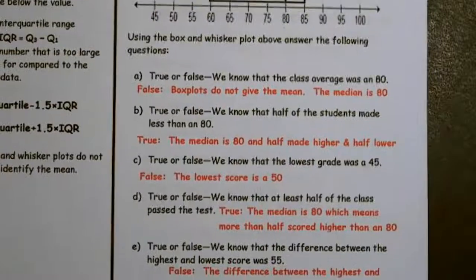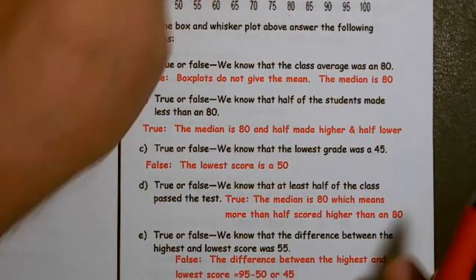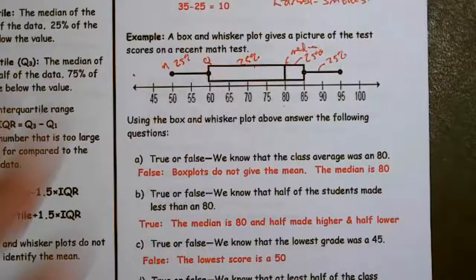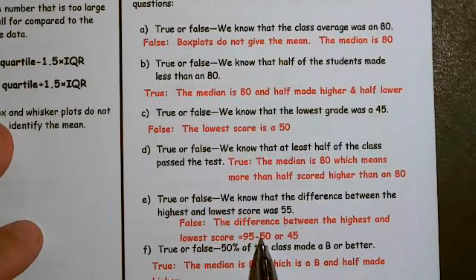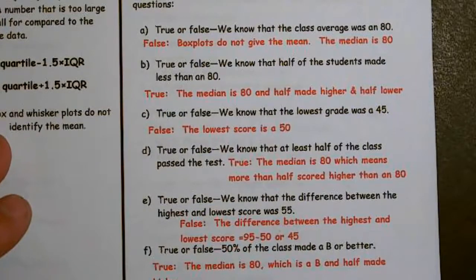And I skipped letter E. True or false? We know that the difference between the highest value and the lowest value, or in other words, what's the range? And in this case, our range is going to be 95 minus 50 or 45, right? So our range is here, okay? So that one's false.